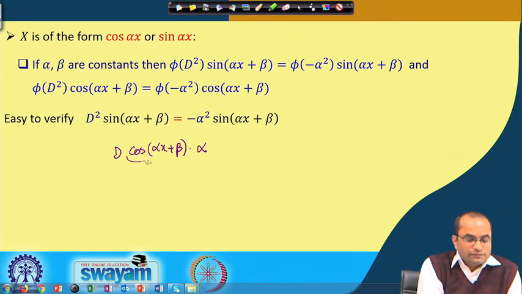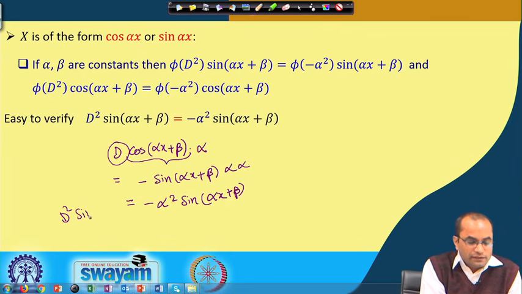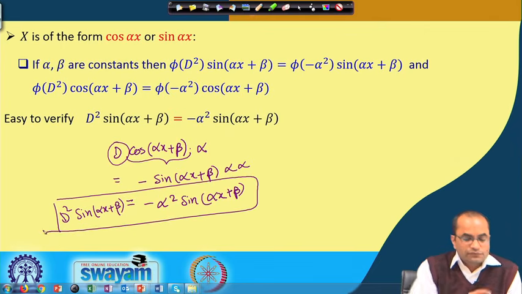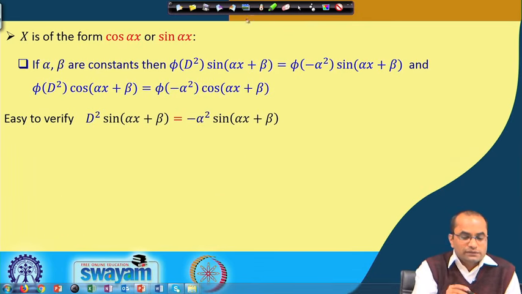Now we can apply D once more. That will give minus sin(alpha x plus beta), and we have another alpha from this differentiation and the one that was sitting before. So we get minus alpha square times the same function, sin(alpha x plus beta). So, this was the result of D square on sin(alpha x plus beta), and as a result we see that D square is replaced simply by minus alpha square. The same we can prove for the cos function.